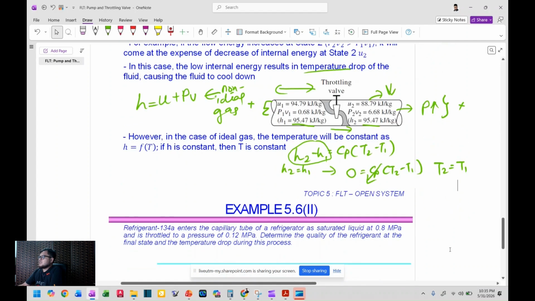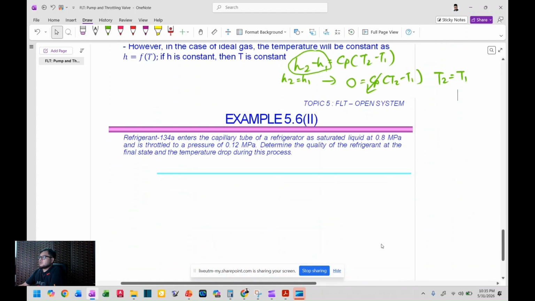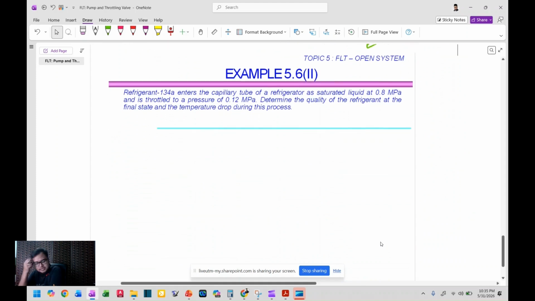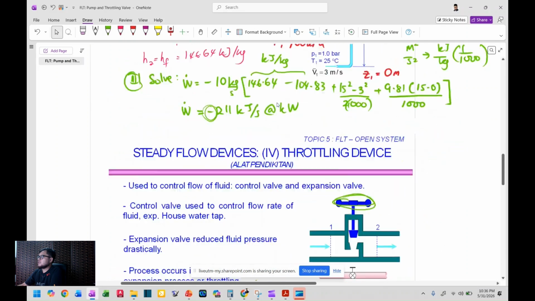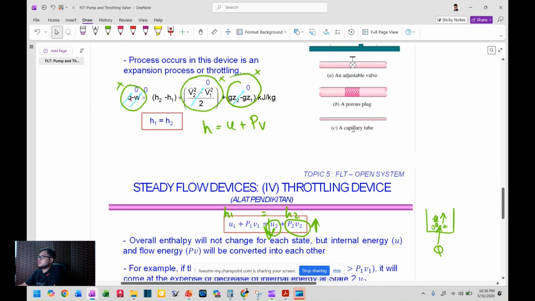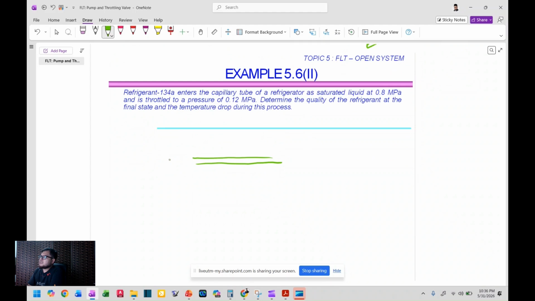So let's put this into an example, right? So refrigerant. Now, as I said earlier, throttling valves, when you look at an air conditioning system, for example, are ubiquitous. Yeah? It must be there for any AC system. Refrigerant 134A enters the capillary tube of a refrigerator. So we have a capillary tube like the one shown earlier. You see here, capillary tube. Okay.